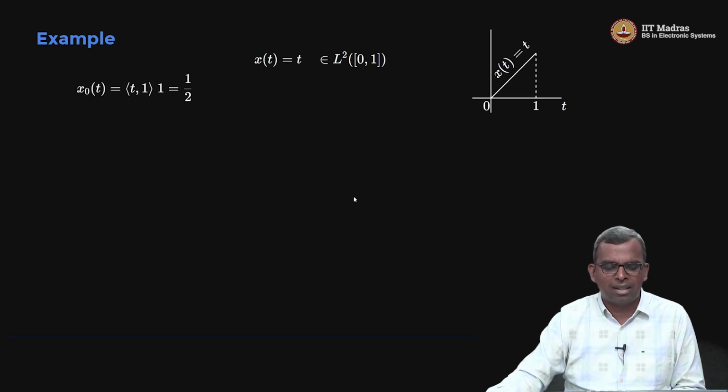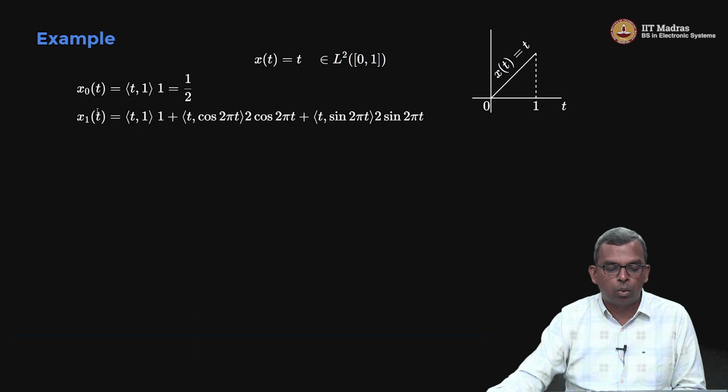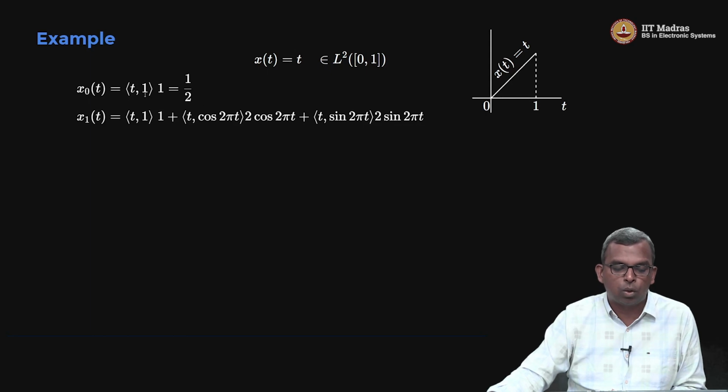As far as we are concerned, we can project quite easily. So we can do the inner product of t comma 1. This is the integral 0 to 1 of t, and that will be just half. That's x0 of t. I'm sorry, I'm trying to do the projection. The first projection, of degree 0 so to speak, is just this half. So half is the best we can do here.